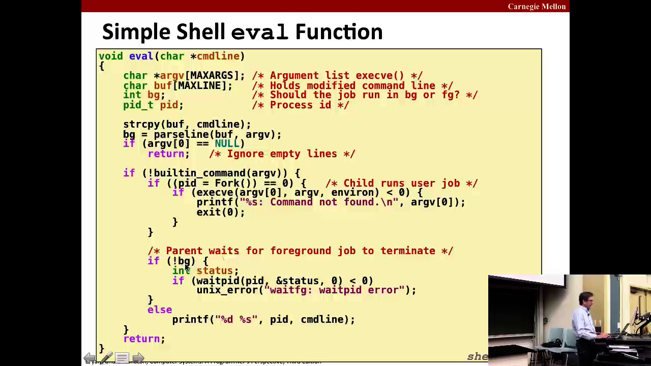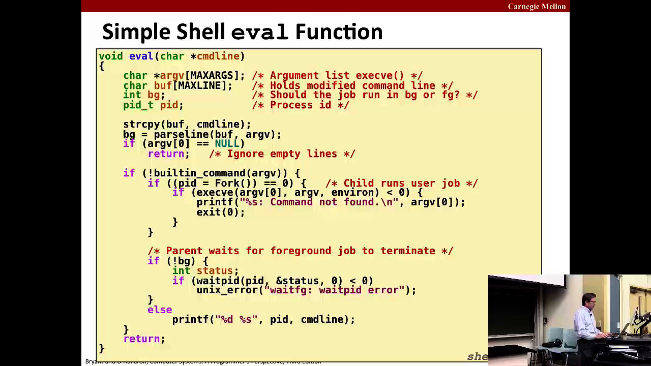Okay, so if it's not a background job, then it waits for it to terminate by calling waitpid and waiting for that foreground job to terminate and reaping it. Otherwise, if it's a background job, it just prints a message and goes on. So this is really interesting, right? The only difference between a foreground job and a background job is just that the shell does a waitpid on that job or not, right? So otherwise, there's really no difference.